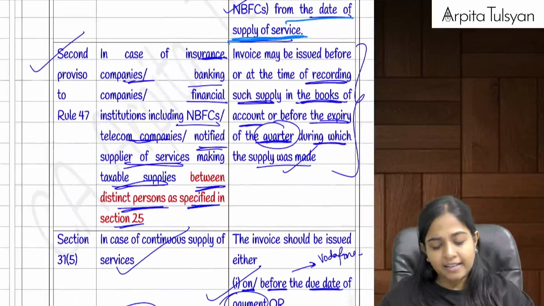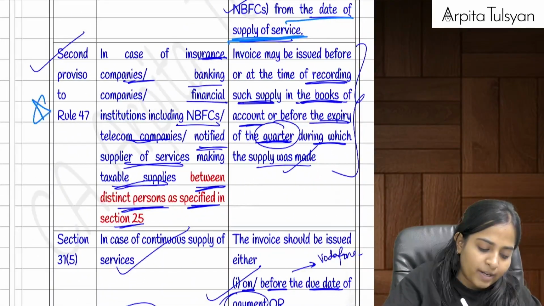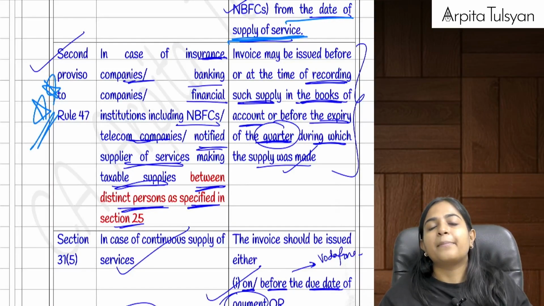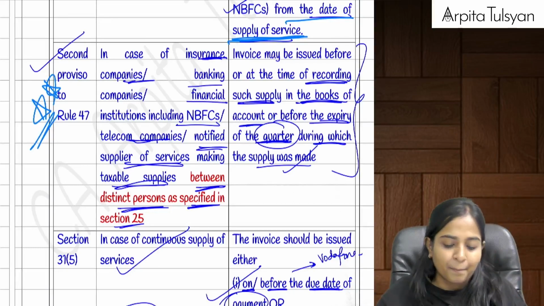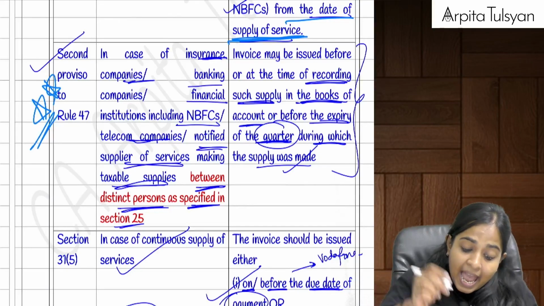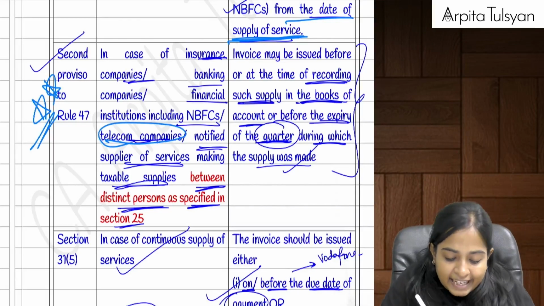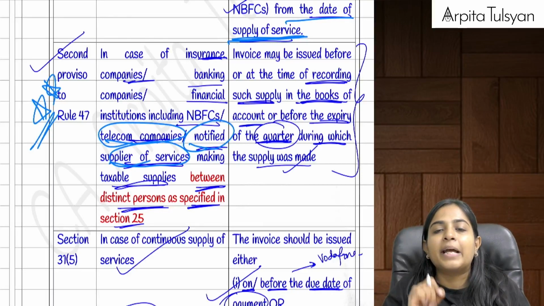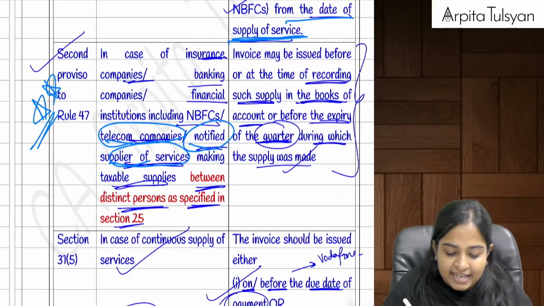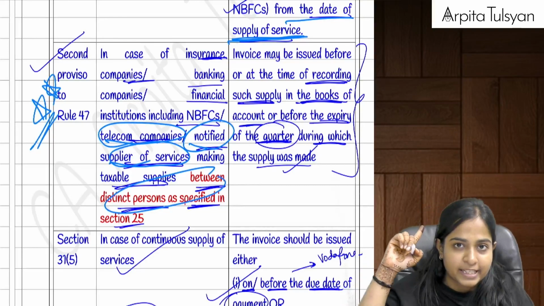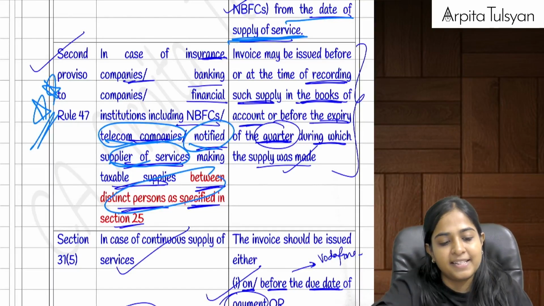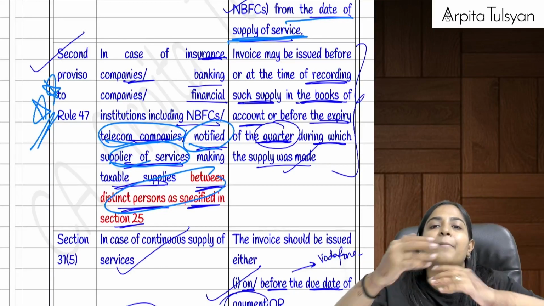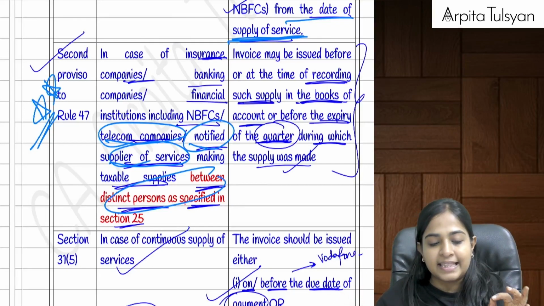Then after that, this is just a proviso, the second proviso to rule number 47. See what they are telling us here. In case the supplier is an insurance company, banking company, financial institution, including NBFC, telecom companies, or only a notified supplier, the one who has been notified, if they are making taxable supplies between distinct persons, remember, between distinct persons as specified in section 25. This is only applicable to these specific companies and only if the supply is between distinct persons. Then in that case, what are they telling us here?